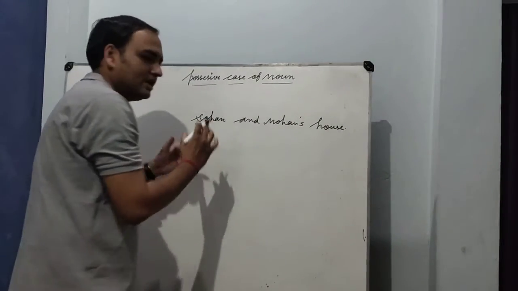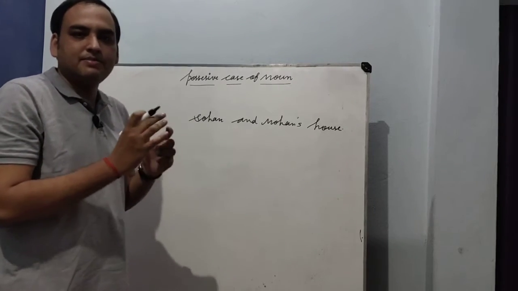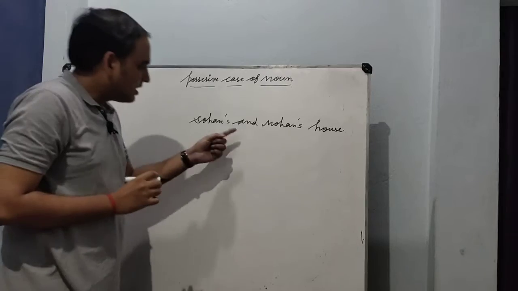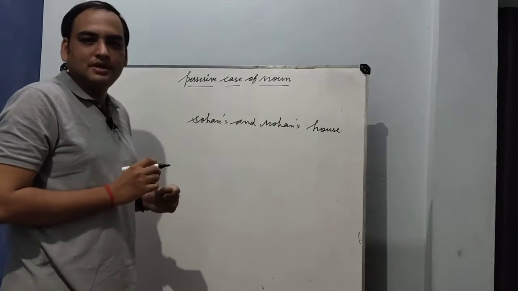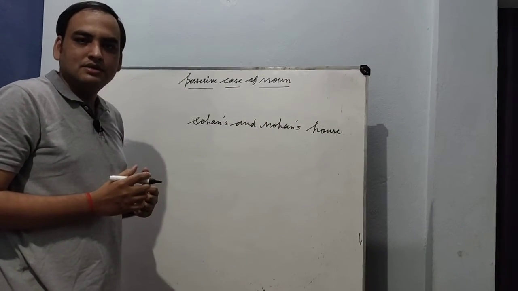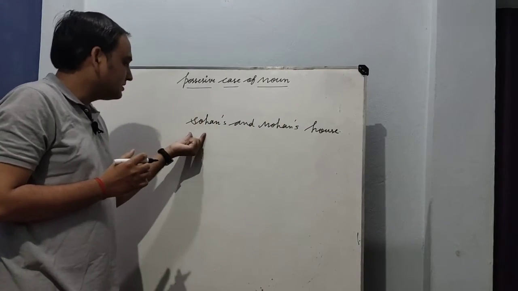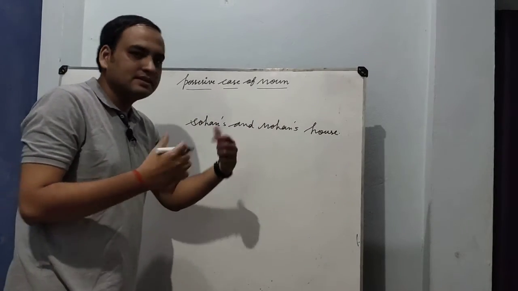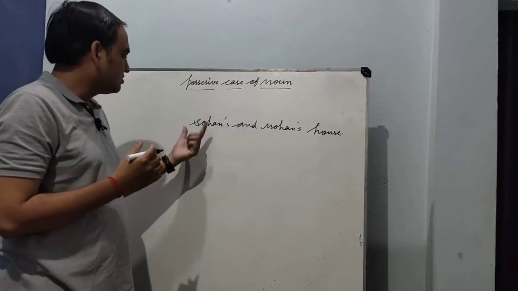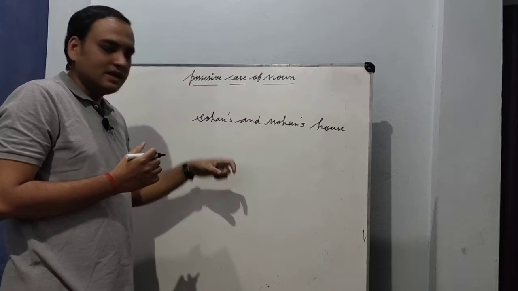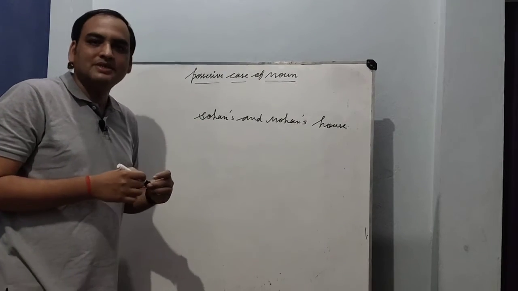Okay, if we want to express separate possession, then we will use Sohan's and Mohan's house. It means that a house is not of both Sohan and Mohan. Sohan has his separate house and Mohan has his separate house. Okay, this shows separate possession of noun.